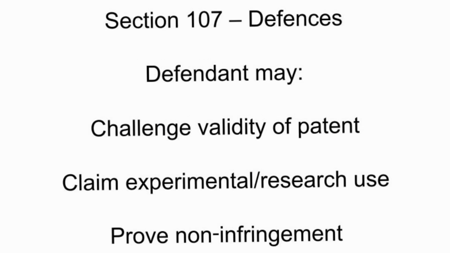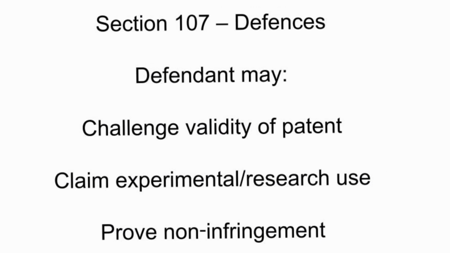Now we are moving to see Section 107, defenses available for the defendant. First of all, the defendant can question the validity of the patent. Otherwise, he can prove that he used that product for research or experimental purpose, or he has to prove that his product is totally different from the plaintiff's product. These are the defenses available for the defendant.